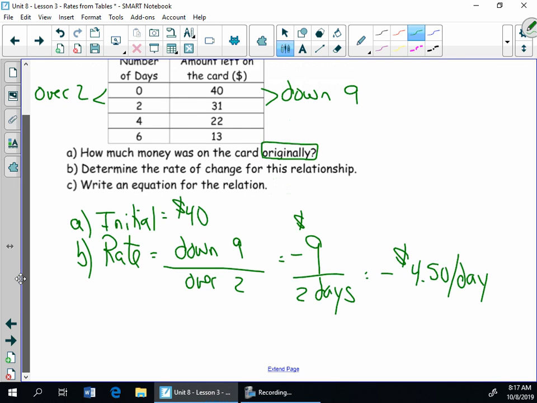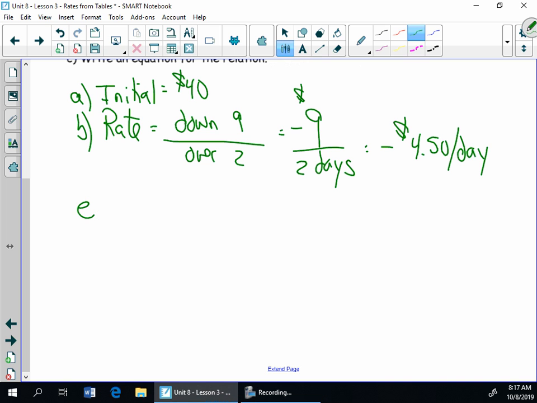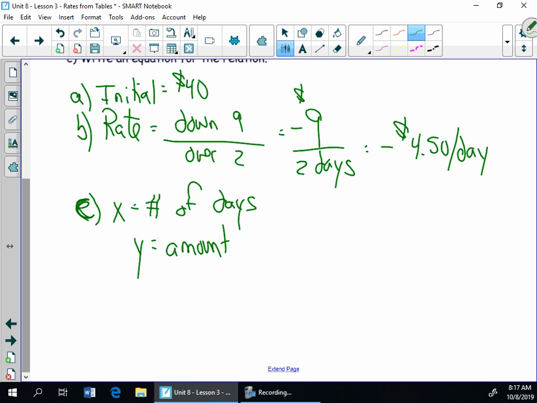Okay, write an equation. Yeah, that's our big finish here. Oops, not E, C. X equals number of days. Y equals amount. Amount remaining, or amount on the card, or however you want to call that. Okay, what did we start at? We said we started at 40. That was our initial value. It was going down $4.50 every day. I don't know how many days it is, so I put my X in there. And there's our question. It's all done.